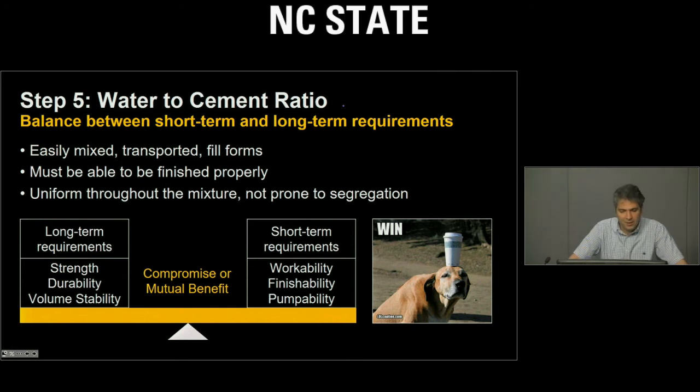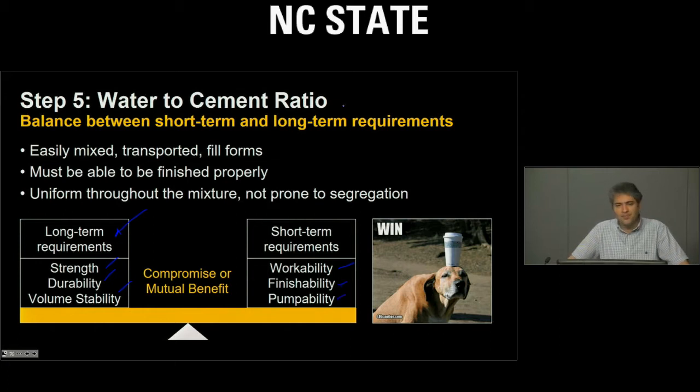So selecting a water to cement ratio is in fact a balancing act. We want to balance the long-term requirements such as strength, durability, and volume stability. For example, we would like the system to have low shrinkage, volume stability. And on the other hand, we want to balance the short-term requirements of workability, placeability, pumpability, finishability, and all of those abilities.